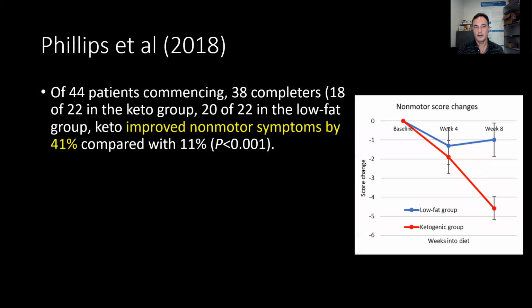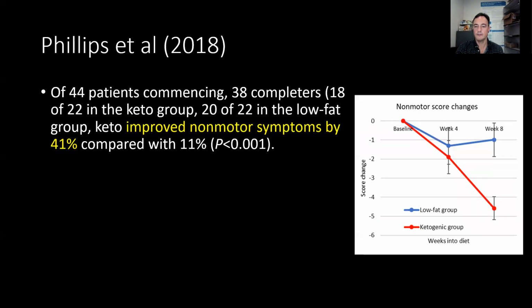So what did we find? 47 patients entered the trial, but 3 dropped out before even starting the diets. So we had 44 start the diets, 38 completers, pretty similar in each group. Long story short, the keto group improved non-motor symptoms by 41% compared with 11% in the low-fat group.